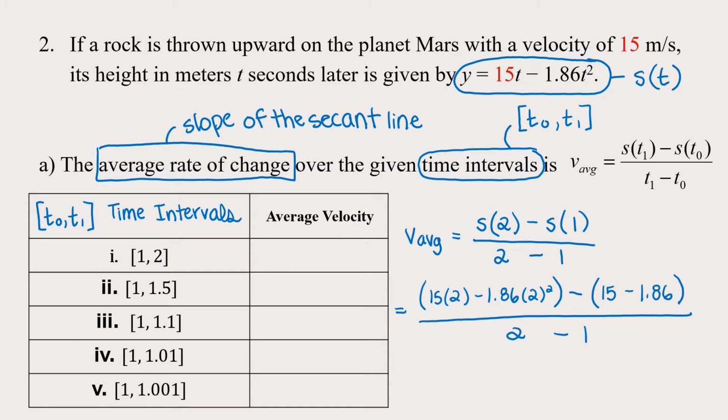And this is quite a problem if we were trying to do it on paper without a calculator. So luckily, if you had this problem and had to fill out this table on your own, you'd have access to some sort of calculator. But this would be equal to 9.42 meters per second. And that's the average velocity over that interval from 1 second to 2 seconds.